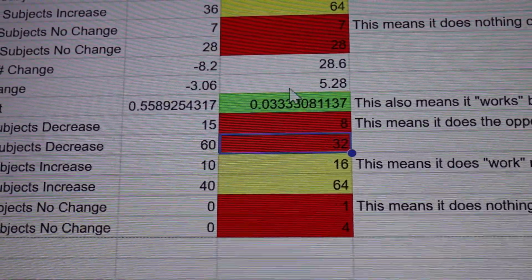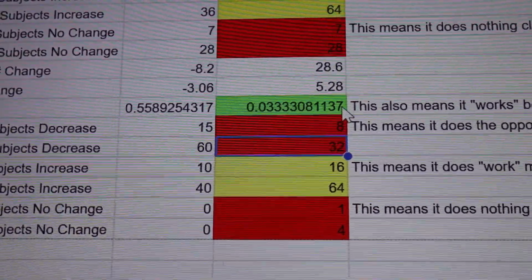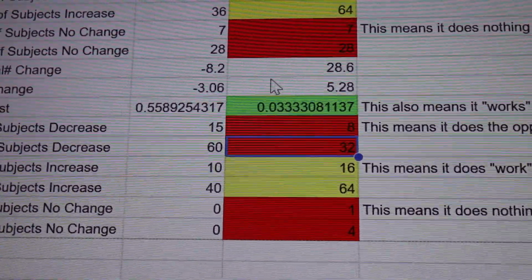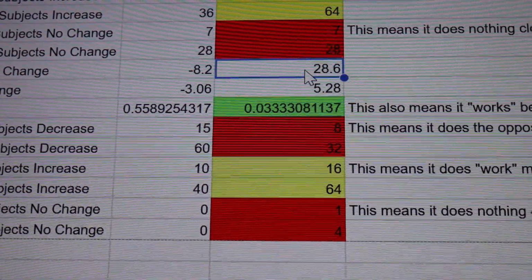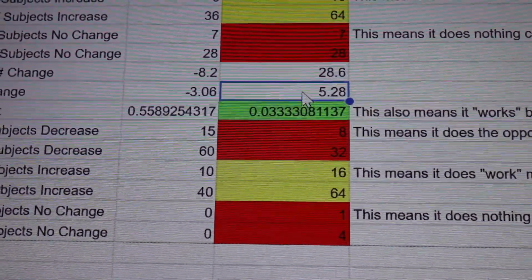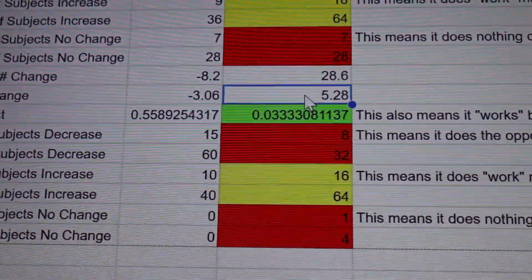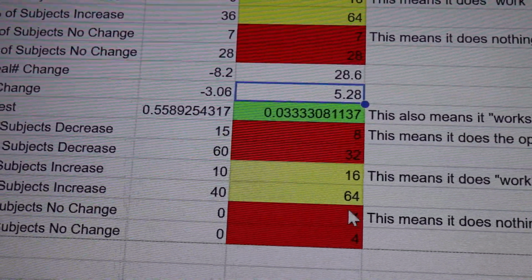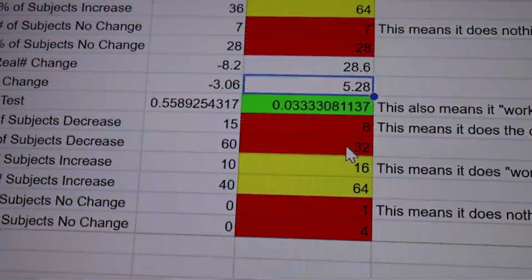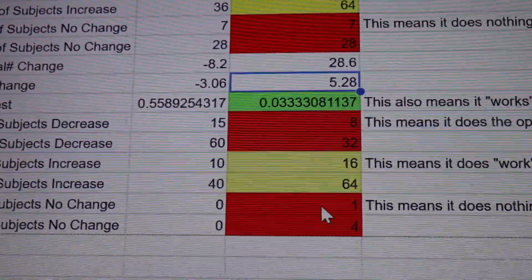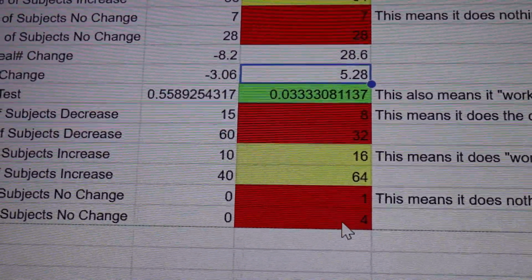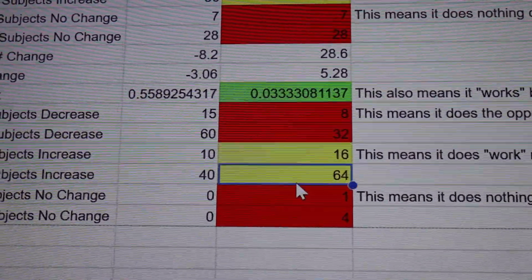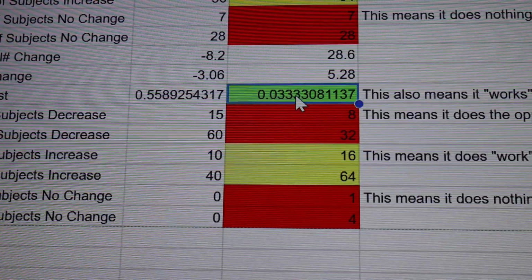Because yes, it does, in a statistically significant way, improve inspiratory volume or expiratory volume, right? But you see the average percent change is 5.28%. That's not that big, right? And part of the reason it's not that big is because we actually have 32% of the people go the wrong way, and one person, or 4% of the people, do nothing. So this information is probably more important than the average.